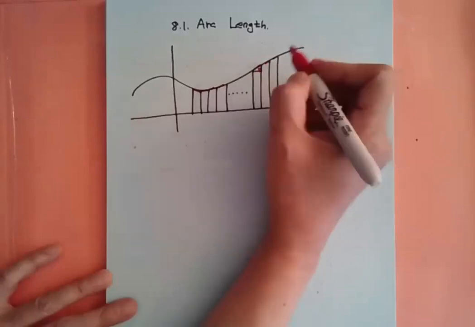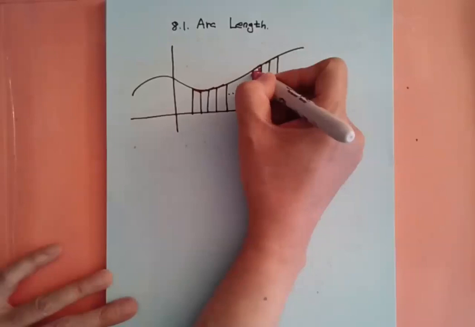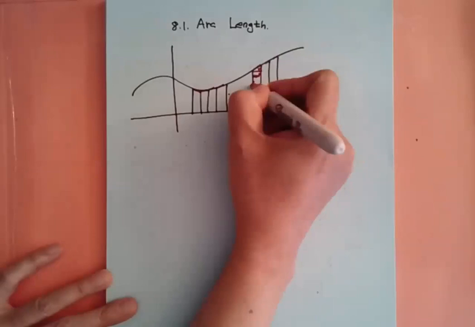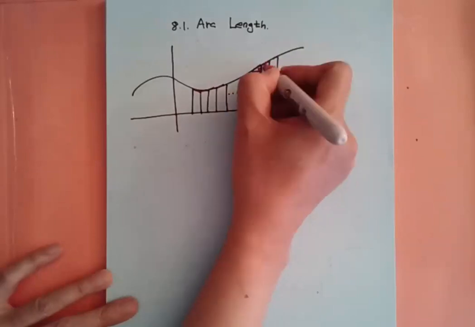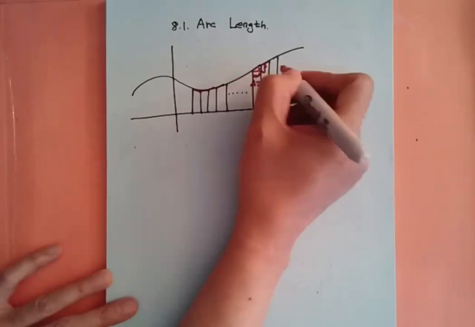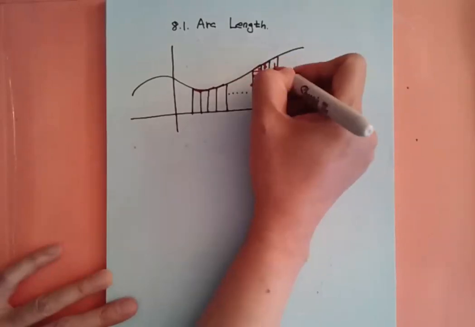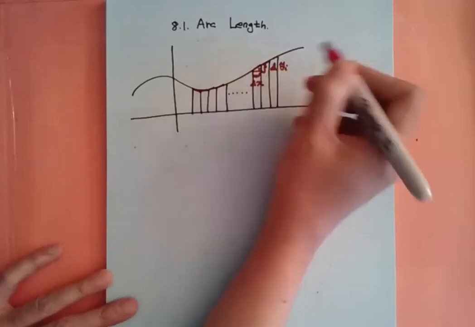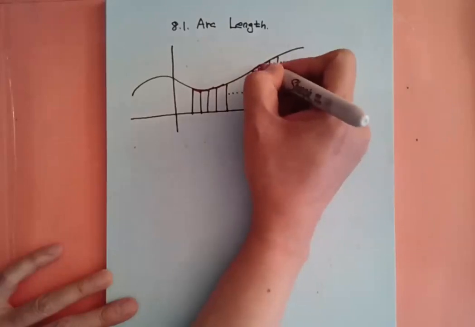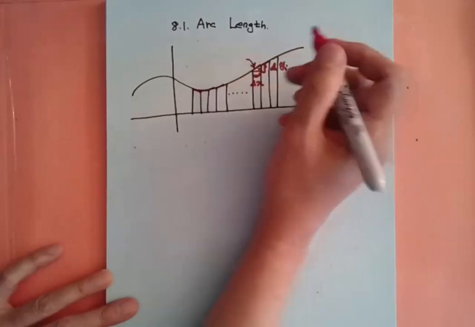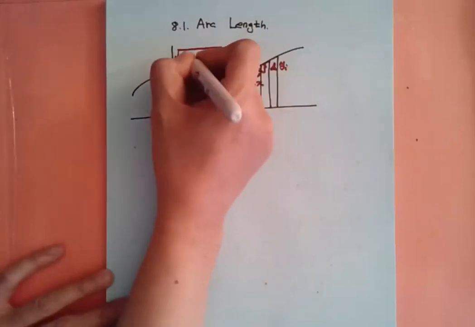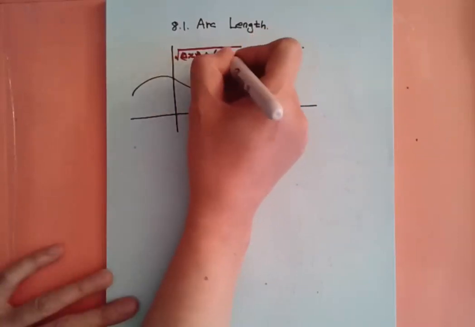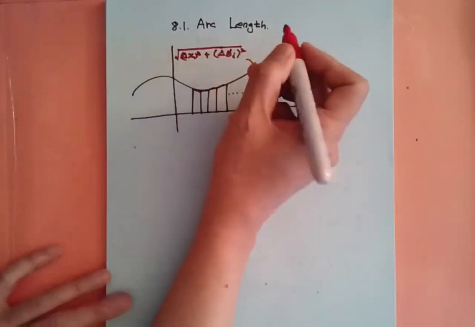Then what happens here is, because we know the length of this interval, we know delta x. And also by using the function value, we know this length, delta yi. Then we have a right triangle. The hypotenuse can be calculated with delta x squared plus delta yi squared.